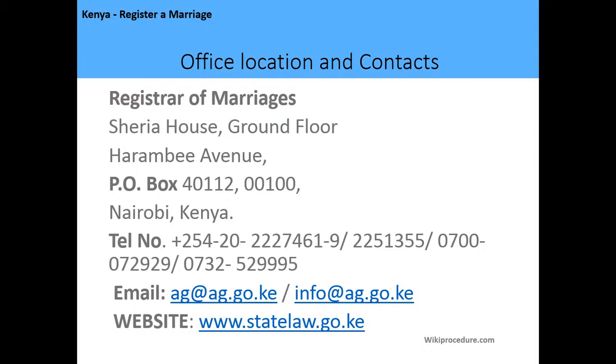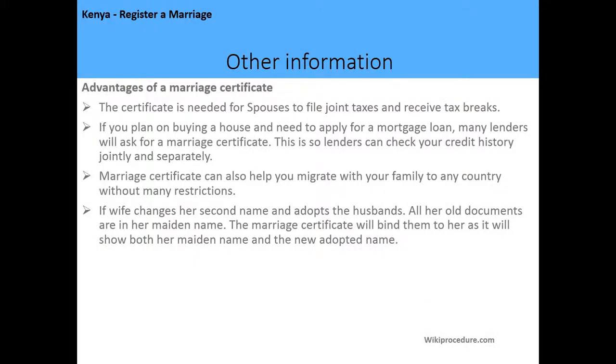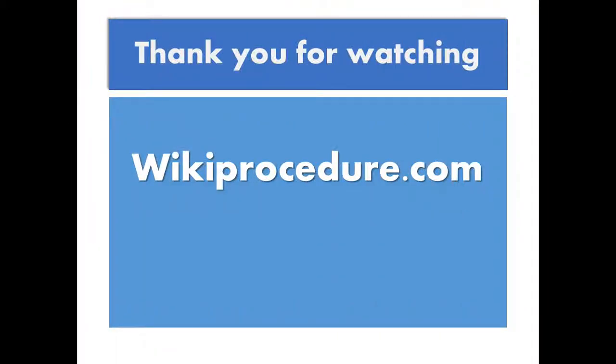The office and contact locations: the Registrar of Marriages offices are at Sheria House, Harambee Avenue, on the ground floor, in Nairobi, Kenya. You can visit them at their website www.sheriaro.go.ke. And some of the other advantages of a marriage certificate is that it's needed for the spouse to file joint taxes and receive tax breaks, and the certificate can also help you migrate with your family to any other country without many restrictions.